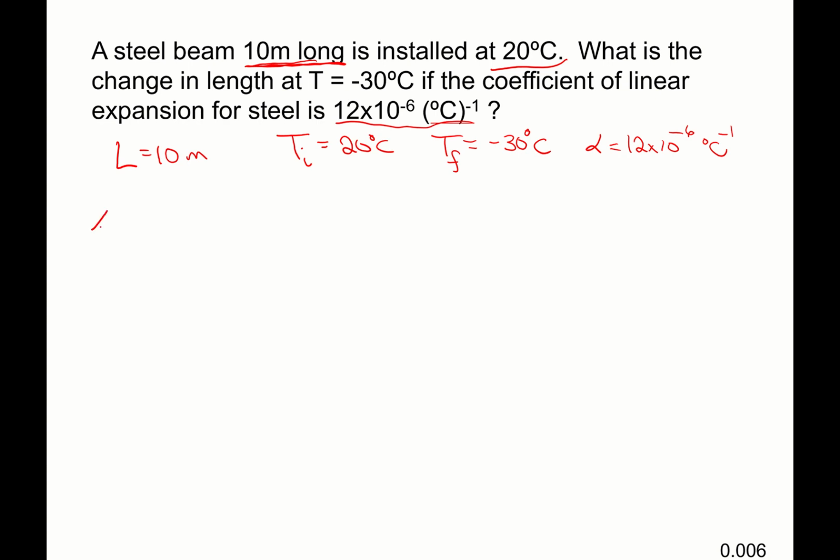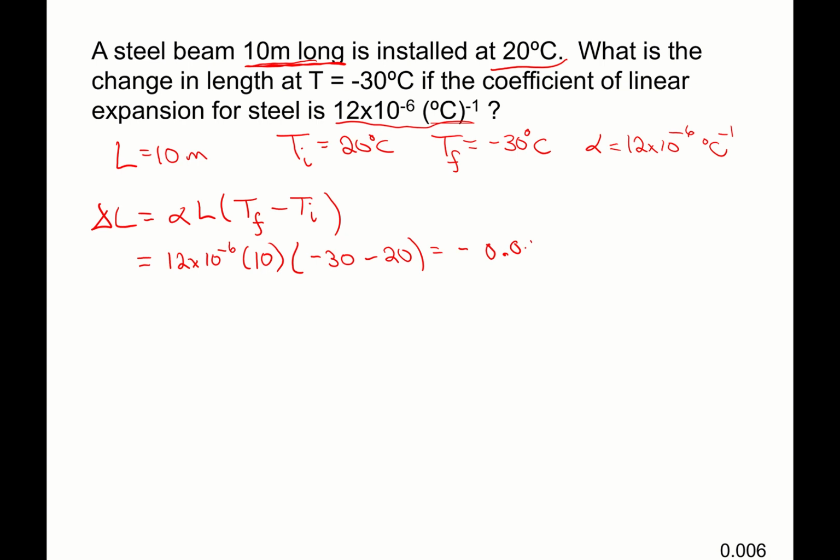Okay, so what's the equation? I want to find delta L, and my equation is just delta L is alpha L times delta T, which is T final minus T initial. The problem gave me all of these, so it's just going to be a straight plug and chug. I've got alpha, 12 times 10 to the minus 6. The length is 10 meters. And then I'm going to do T final, negative 30, minus T initial, which is plus 20. So I get negative 0.006 meters, which is 6 millimeters shorter.